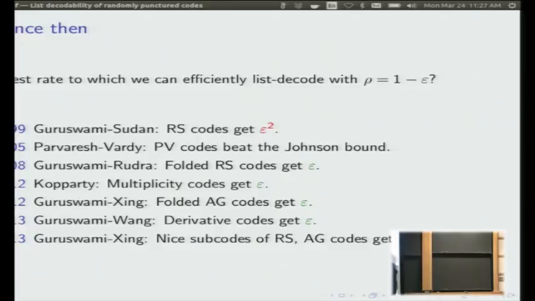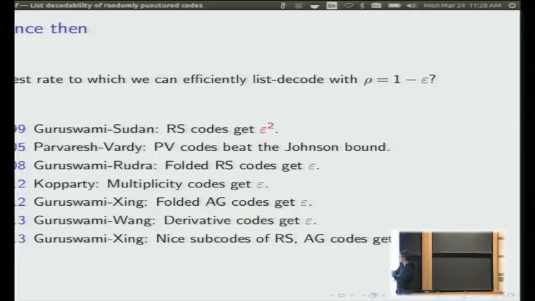And so for Reed-Solomon codes, you can get rate epsilon squared. And since then, there's been a whole lot of other codes for which you can get rate epsilon. Starting with Parvaresh and Vardy, who gave the first codes which could efficiently beat the Johnson bound. And then Guruswami and Rudra showed that something related to Reed-Solomon codes, but not actually Reed-Solomon codes, called folded Reed-Solomon codes, can get the optimal rate with this error rate. And Swastik showed that multiplicity codes can do this as well. And we now know several families of explicit codes which can get the best achievable rate-error trade-off.